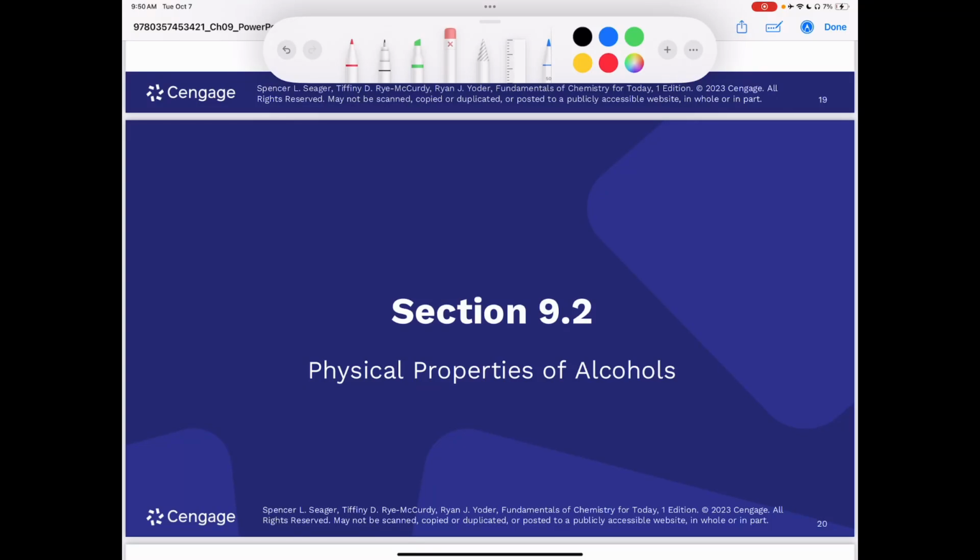Section 9.2, physical properties of alcohols. And I'll just forewarn you that with this section, it's something you should probably read a couple of times in the textbook, just to make sure you understand the concept of hydrogen bonding properly, and that you understand polar, nonpolar regions of an alcohol, and that you understand that the polar region, the hydroxy group, is going to be water loving or hydrophilic, and the alkyl portion is going to be hydrophobic or water hating.